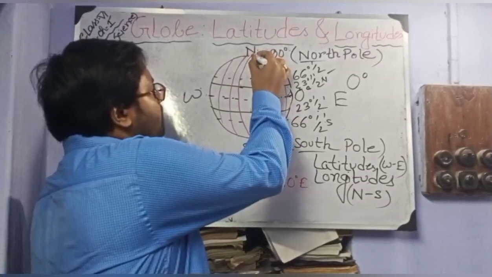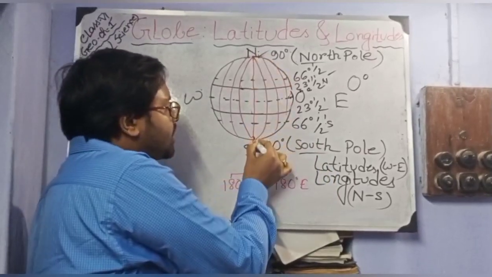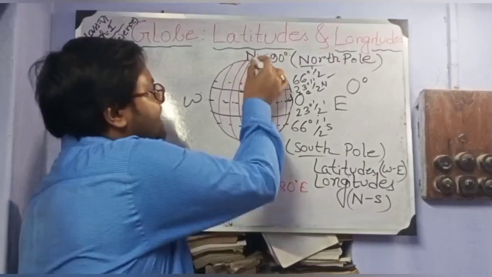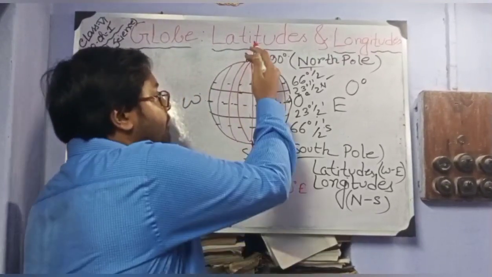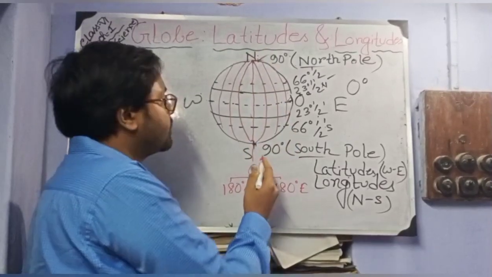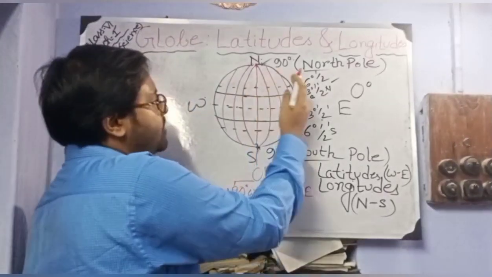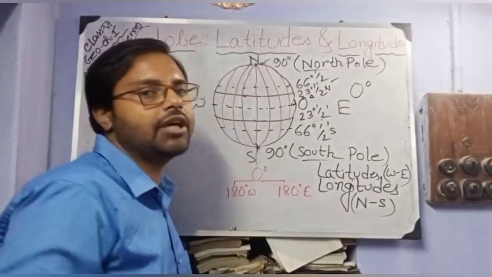Longitudes from north to south, just see the red marked lines from north to south. Which imaginary lines are being drawn here? These imaginary lines are known as longitudes, from north to south of the earth. They have divided the earth into two hemispheres, the eastern hemisphere and the western hemisphere.